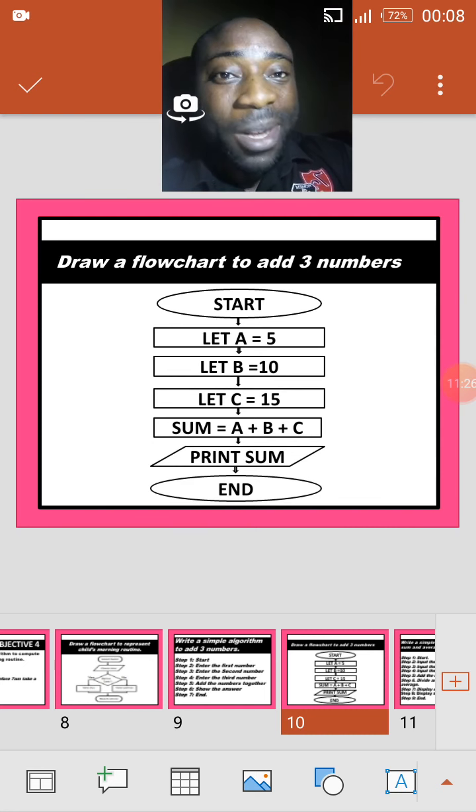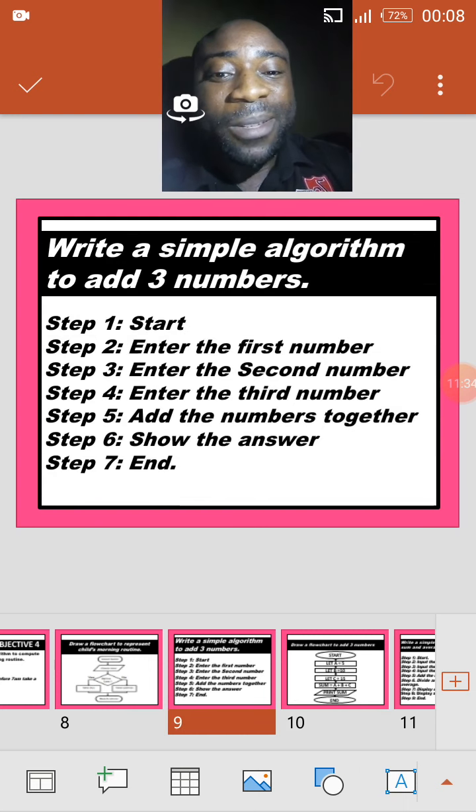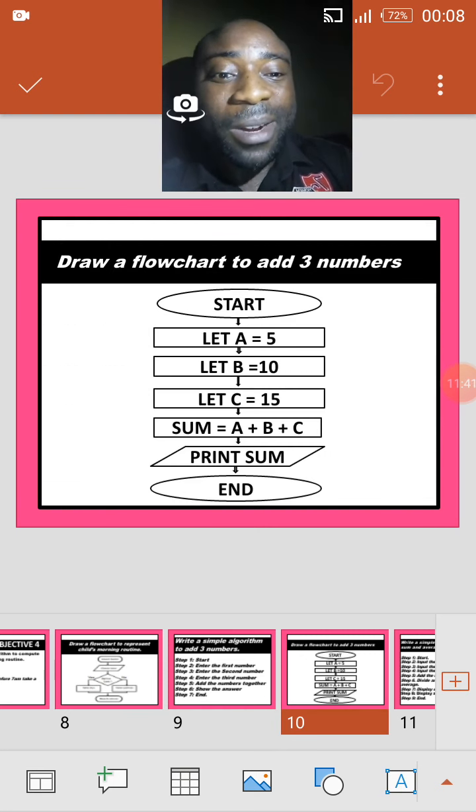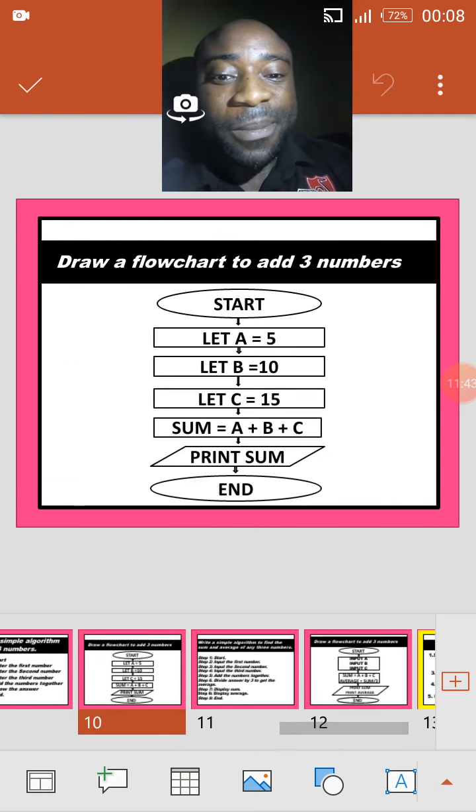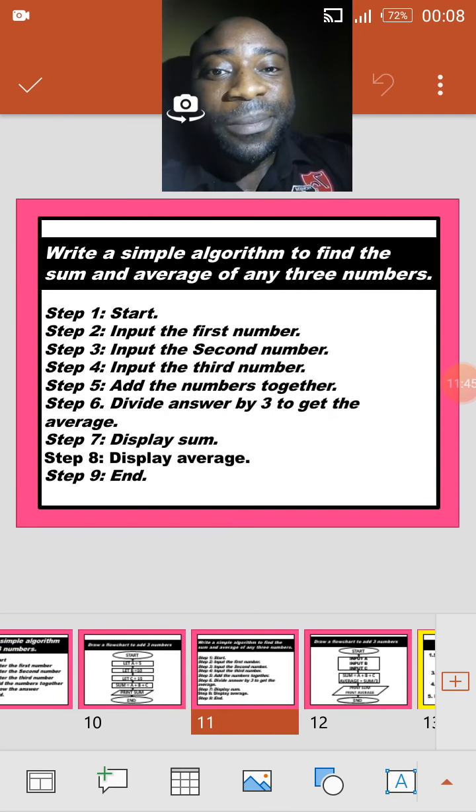I believe if you look at this picture very well, you'll be able to know what to put in each of the symbols from your algorithm. Like this is pseudocode, you still remember, and this one is now our flowchart. Now let's look at the last one.